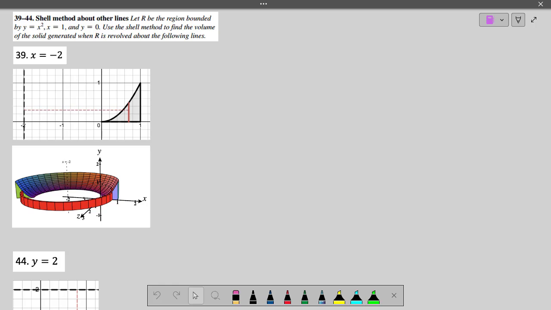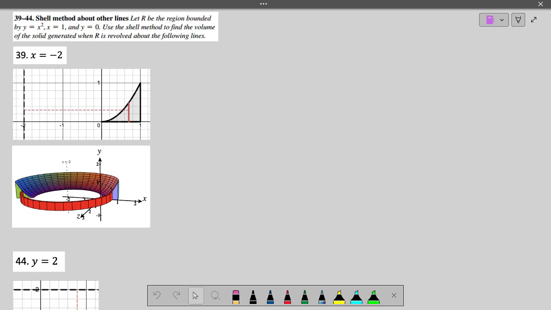So here we have one where we're going to rotate around a non-axis axis. A vertical line that's not the x-axis or the y-axis. So a non-coordinate axis. The region, capital R, is going to be defined by these three boundary curves. So we've got y equals x squared, x equals 1, and y equals 0. So that creates our trapped region. So our region has those three boundary curves.